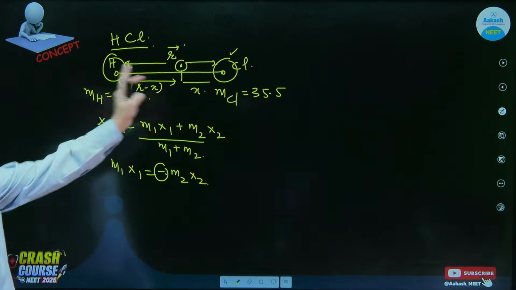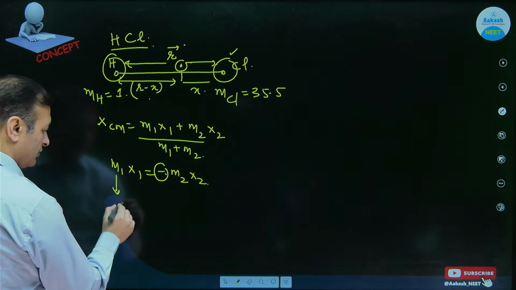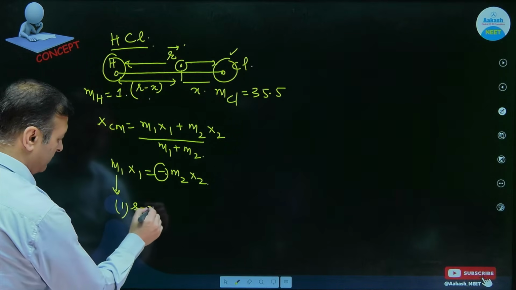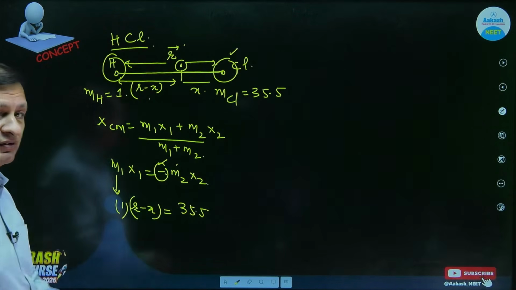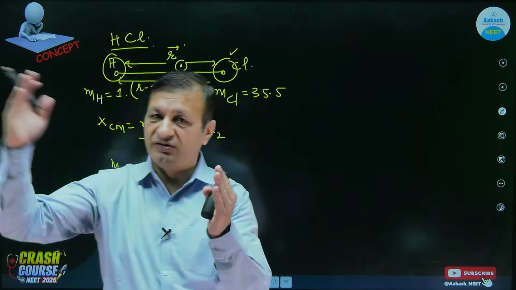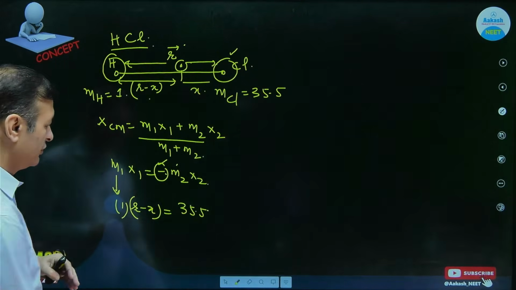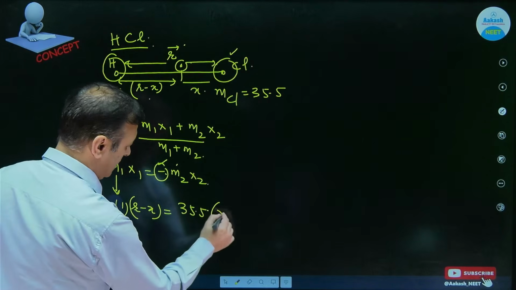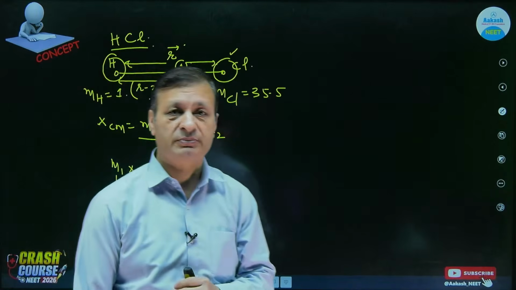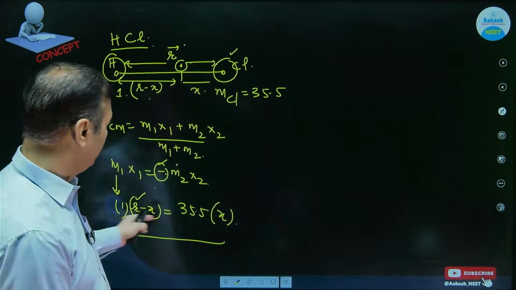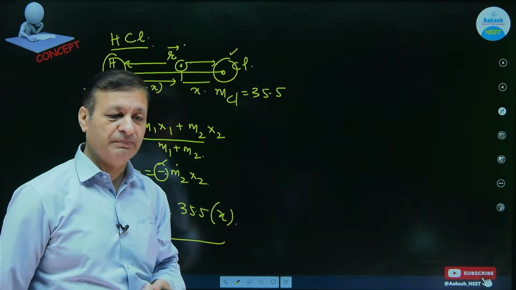So one particle is on the right hand side of your center of mass, the other one is on the left hand side. Suppose this is the mass of hydrogen, so it's 1, at distance r minus x, and this is 35.5. We will not consider the negative sign, because we have already discussed that negative means one particle is on the right hand side and one on the left hand side of the center of mass position. So 1 times r minus x equals 35.5 times x. If you know the value of r, the separation between these two atoms in an HCl molecule, you can easily find x, and that defines the position of the center of mass with respect to the chlorine atom. Any doubt?